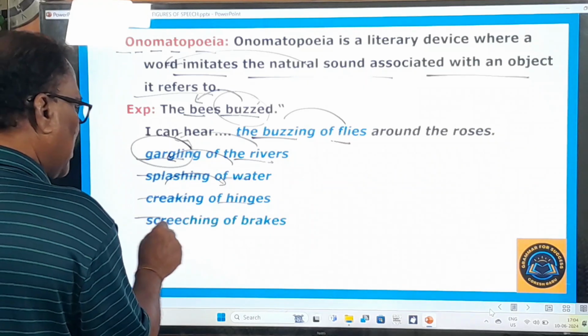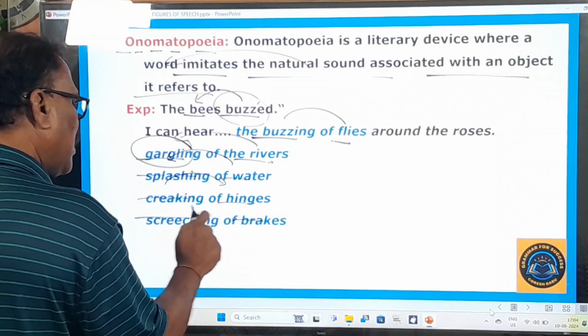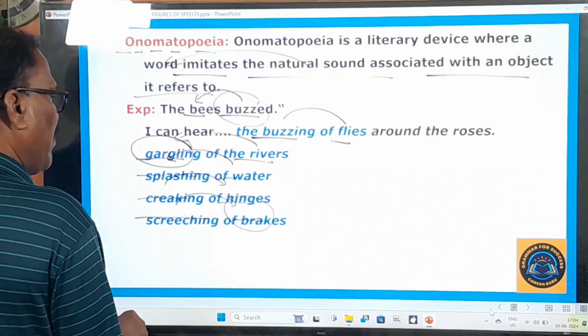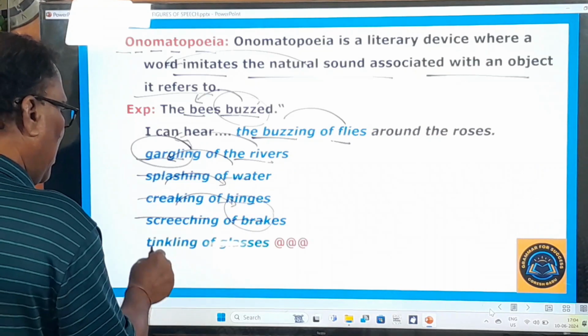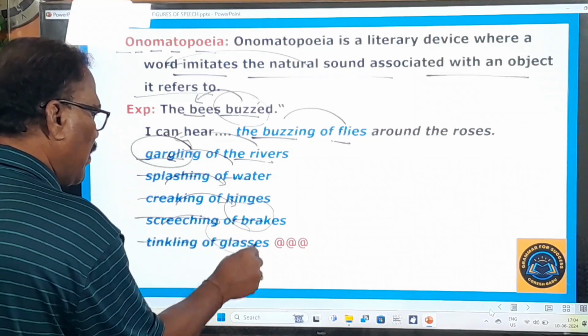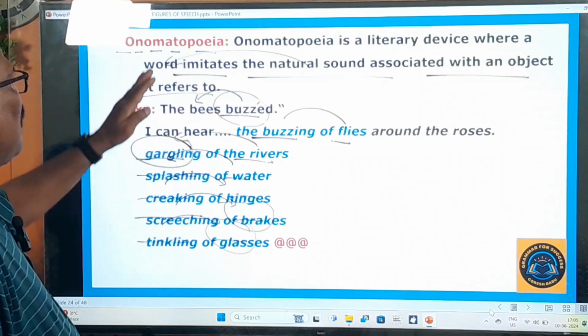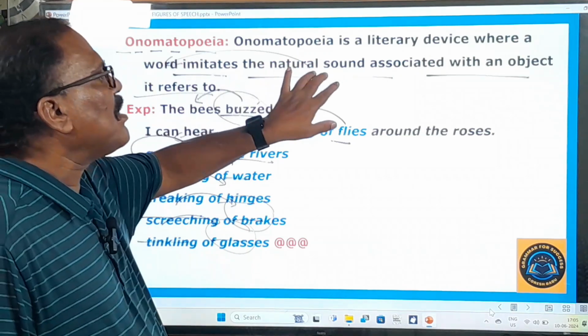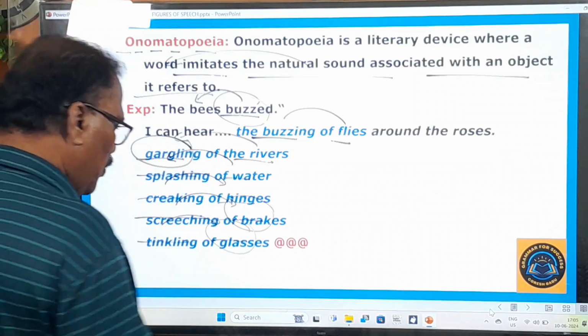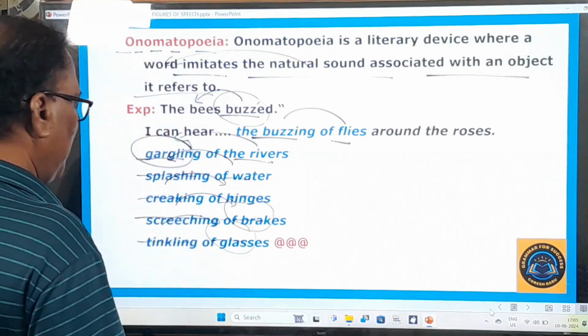Okay, and here screeching of brakes. This is the word imitating the sound of the brakes. Okay. Here, next example is there, tinkling of glasses. So this word is imitating the sound of the glasses. So in this way, the word that imitates the natural sound associated with that is called onomatopoeia. And we go to learn about other things.